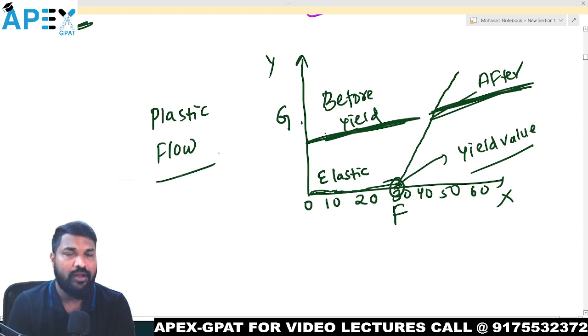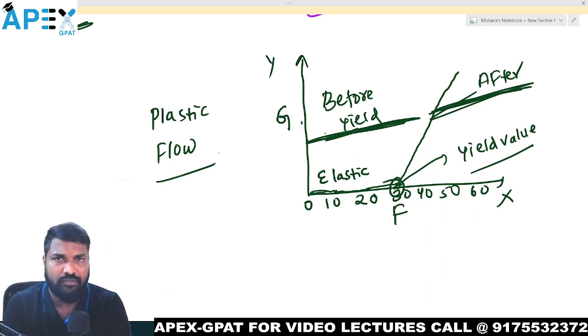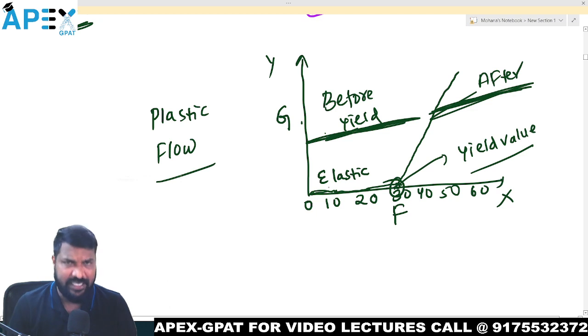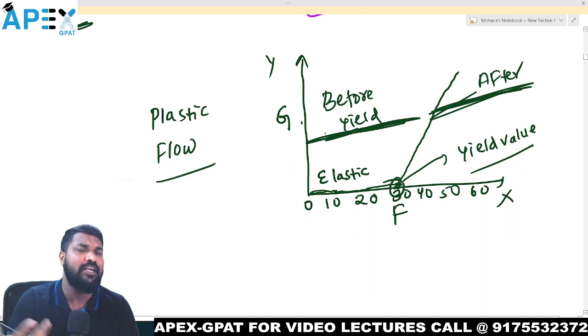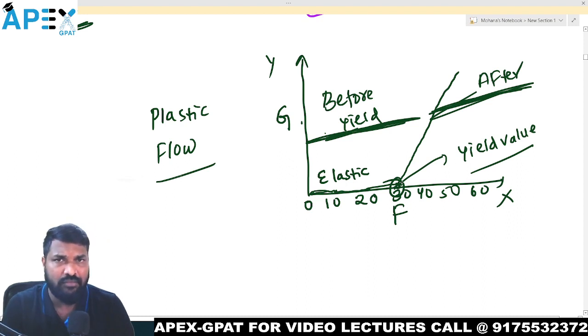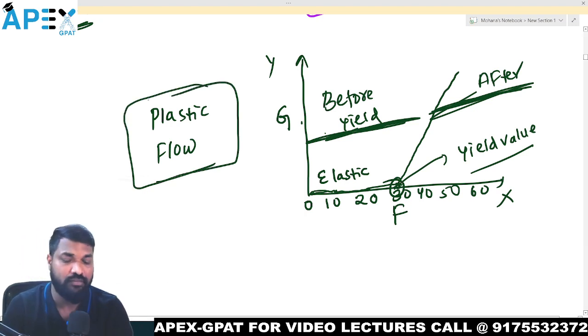Now tell me, is plastic flow Newtonian flow or non-Newtonian flow? Answer is non-Newtonian flow. Why? You applied 10 shear stress. Is there any flow? No. You applied 20 shear stress. Is there any flow? No. But when you applied 30, after 30 it starts moving. There is no proportional increase. That's why we say this flow is plastic flow.